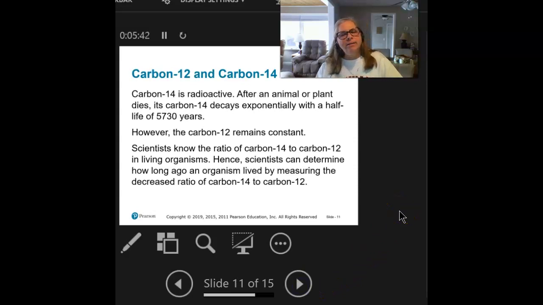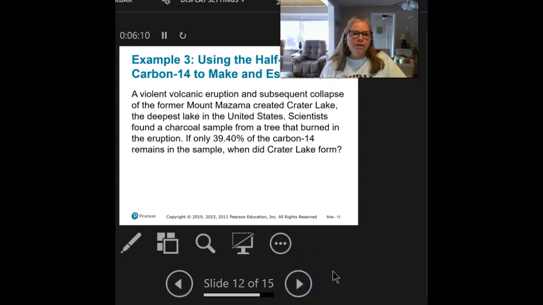Carbon-14 is a radioactive chemical, and after an animal or plant dies, its carbon-14 decays exponentially with a half-life of 5,730 years. However, carbon-12 remains constant. So scientists know that there's this ratio between carbon-14 and carbon-12 in all living organisms. So they can determine how long an organism lived by measuring the decreased ratio of carbon-14 and carbon-12. So we can use that.